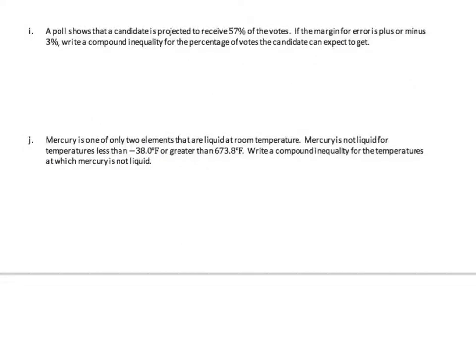Last page, a poll shows that a candidate is projected to receive 57% of the votes if the margin for error is plus or minus 3%. Write a compound inequality for the percentage of votes. So 57 plus or minus 3, that means the smallest will be 54%, and the largest will be 60%, with X being the percentage of votes.